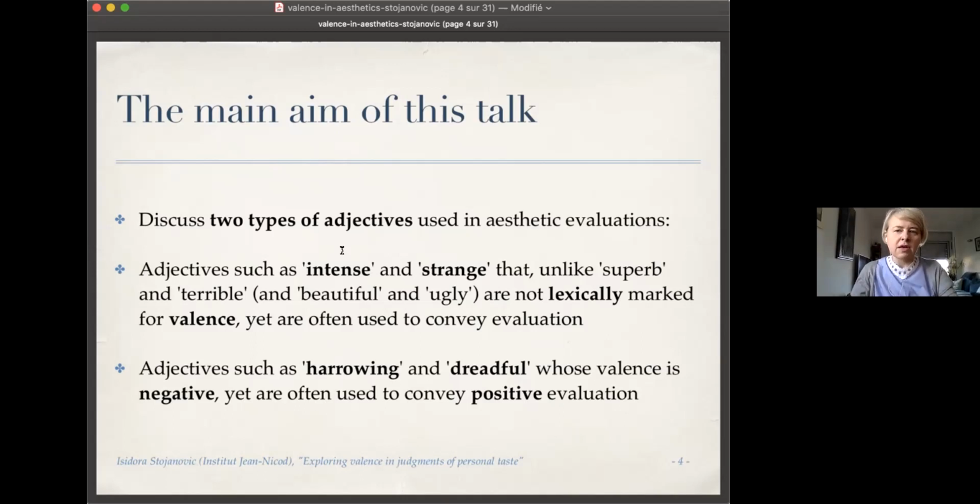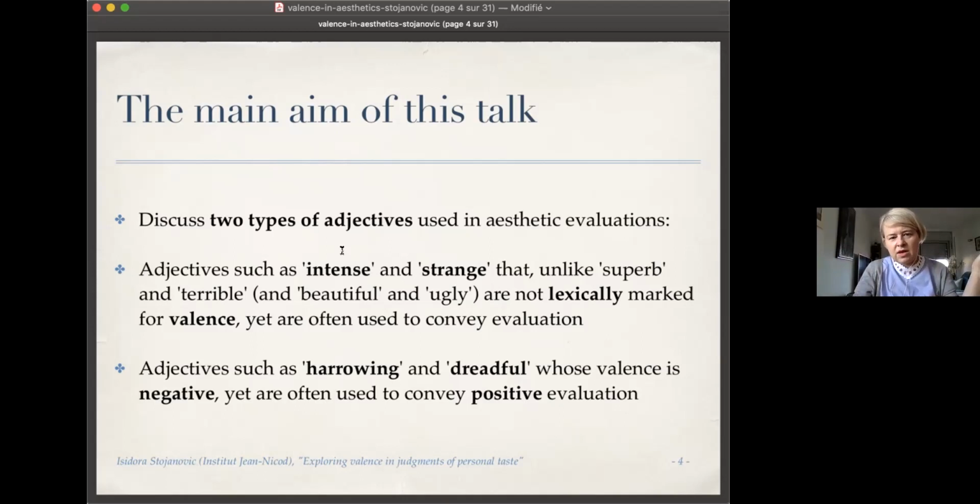And the interesting thing about those is that depending on the context, describing something as intense can give rise to a positive evaluation, but it can also give rise to a negative evaluation, similarly for strange and so on. So both kinds of adjectives, as we're going to see, raise some puzzles as to how you get to convey evaluation using language that doesn't strictly match the evaluation that you convey.